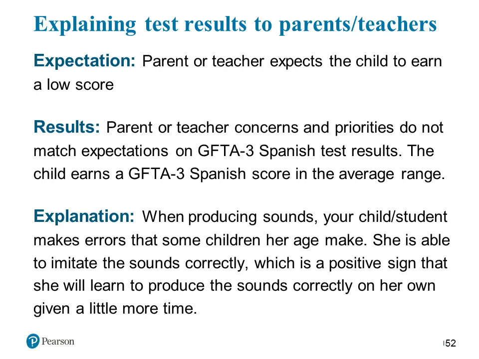When producing sounds, your child or student makes errors that some children her age make. She's able to imitate the sounds correctly, which is a positive sign that she will learn to produce the sounds correctly on her own, given a little more time. This would be a perfect opportunity to give the parent and teacher some strategies to help the child and offer to follow up with them in a given amount of time to see if they notice any improvement.